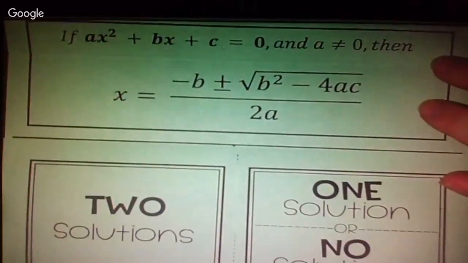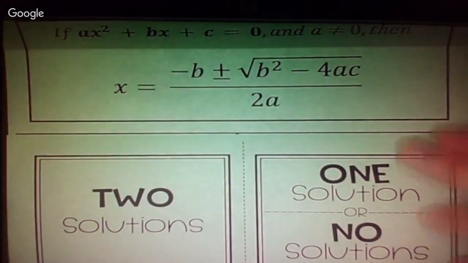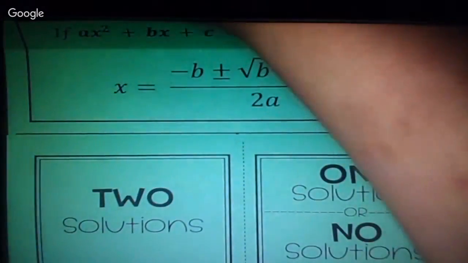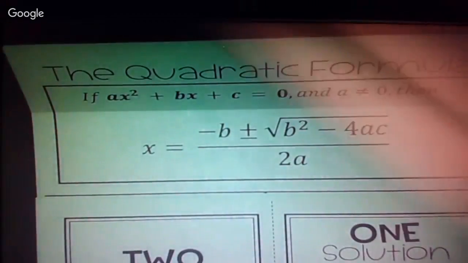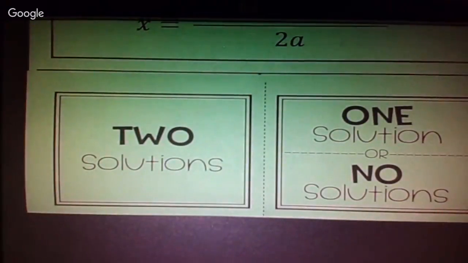So, again, this foldable has your quadratic formula again for you to reference. This time we're going to do it and I don't have the little squares to tell you where everything plugs in. Okay. You're not going to have that. So, we're going to first do the examples that go for 2 solutions. When I do that, my discriminant value should come out to be a what kind of number? Positive number. Anything above 0.